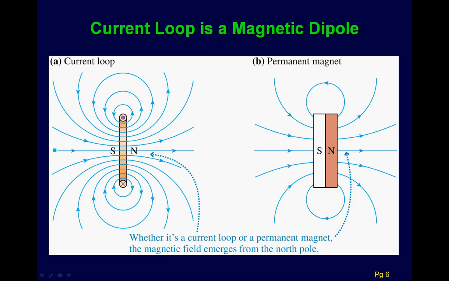And so here's a picture of a current loop and comparing it with a permanent magnet. And actually the lines look pretty similar. So what we do is we actually will call the North Pole this side over here, and the South Pole this side over here. All right, and so when I do this with my right hand rule, my thumb is sort of pointing where the North Pole is.